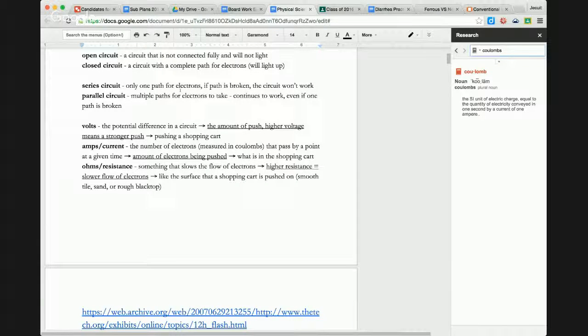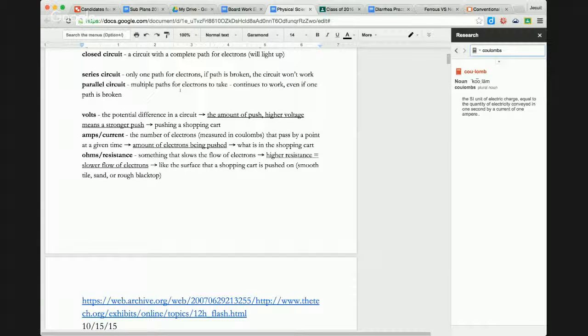And then we got into the series and parallel circuits. We're going to talk a little bit more about that in a bit. The series and parallel circuits are two different types. A series circuit has only one path, so if that path is broken, then the circuit doesn't work. And a parallel circuit has multiple paths, and we're going to look more in depth at that in a little bit.